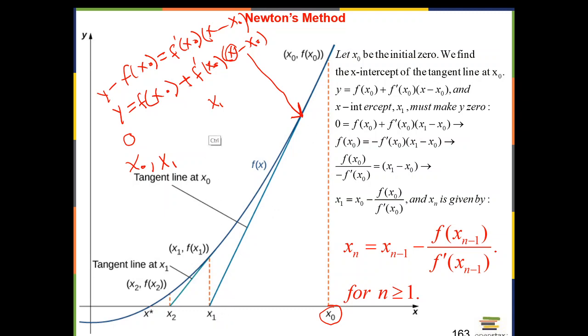Right here. So we call it x1. I called it x1 already. So we solve for x1. We isolate it on one side and we end up with this formula. That's where it comes from.